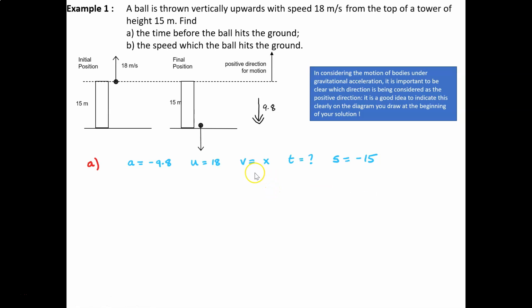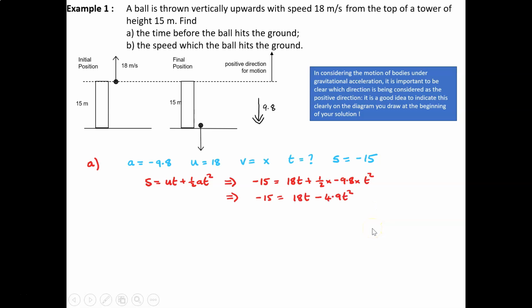We don't want v involved at all, so we're going to use the equation s equals ut plus a half at squared. Putting in values, we've got minus 15 equals 18t plus a half times minus 9.8 times t squared. So we've got minus 4.9t squared. Collecting terms on one side because we have a quadratic, we get that expression.